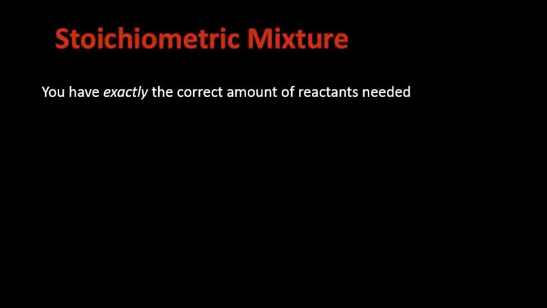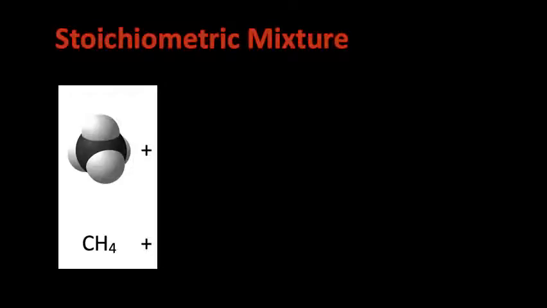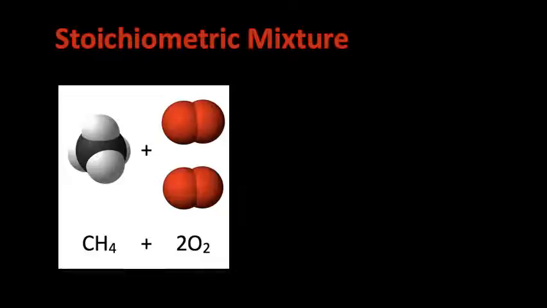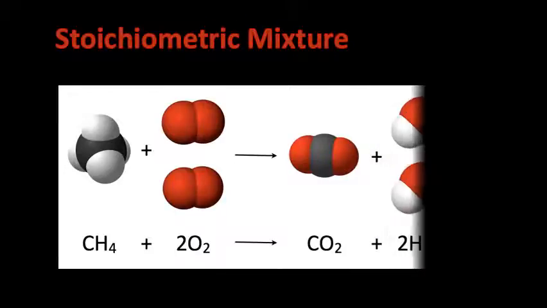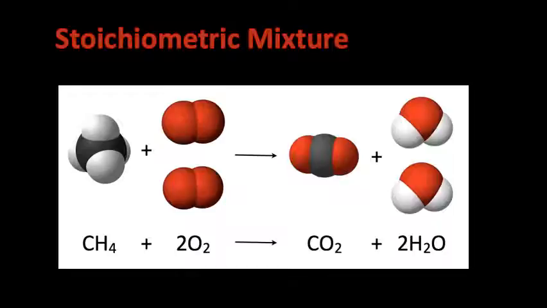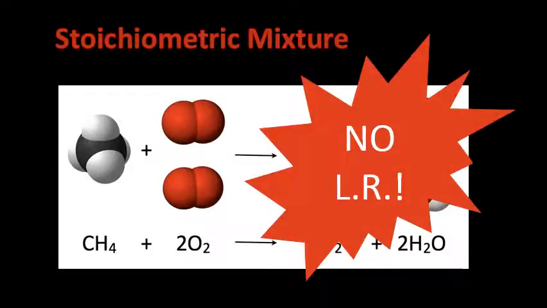This is a definition that you need to know, a stoichiometric mixture. It means you have exactly the correct amount of reactants needed. There's no limiting reactant, and there's nothing in excess. For example, if I had one molecule of methane and I had two molecules of oxygen, that's all I have, 1-to-2 ratio. Both of those can combine to make one carbon dioxide molecule and two water molecules. Absolutely everything I started with goes into making product. There's no limiting reactant and nothing is left over in excess.